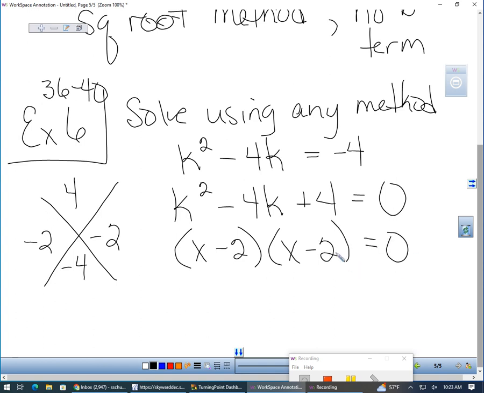When I factor it, what do I do with my factors? Yes, we're going to set them equal to 0. So I have x minus 2 equals 0, and another x minus 2 equals 0. So I get x equals 2. And I get another x equals 2. So in this case, how many solutions do I have? I only have 1, which means this quadratic, this parabola, would come down and touch the x-axis at 2 and go back up. Okay? All right.